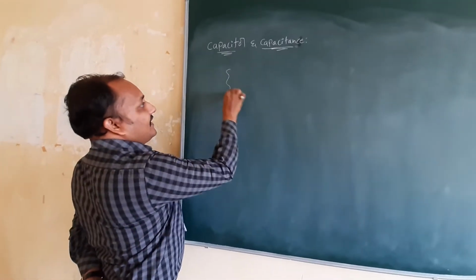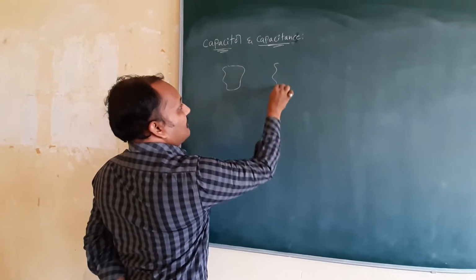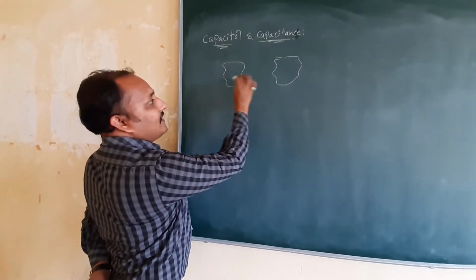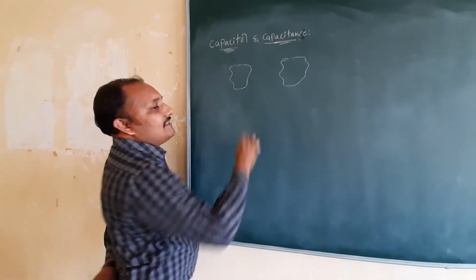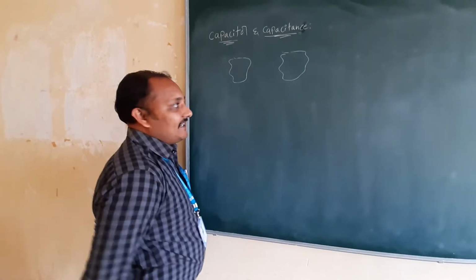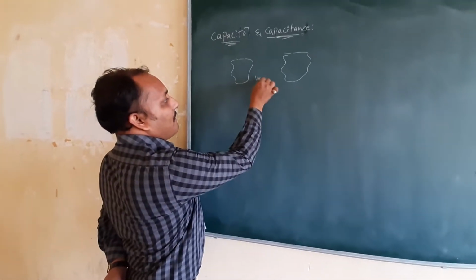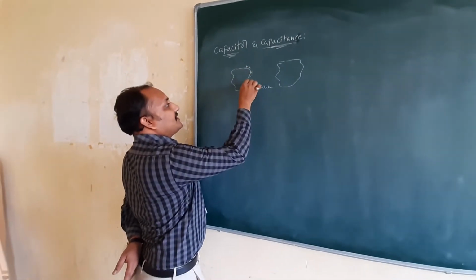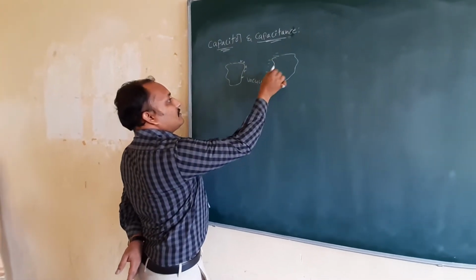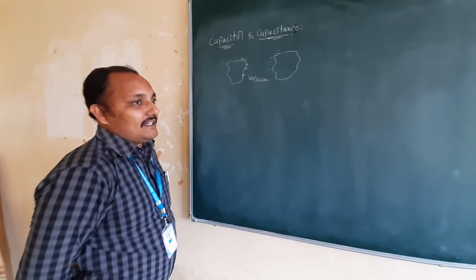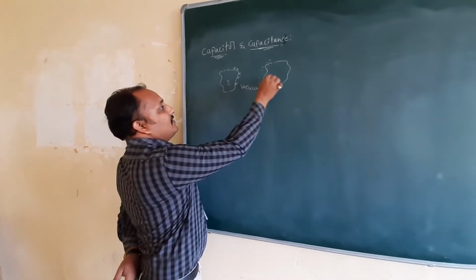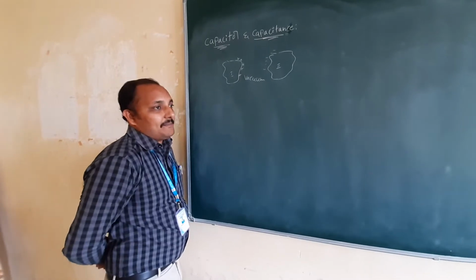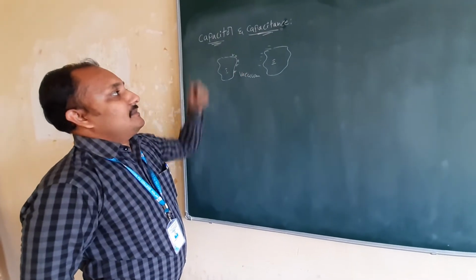If you take one conductor like this, and another conductor separated by an insulator, here air is acting as the insulator, which we can say is vacuum. You can take one positively charged conductor and one negatively charged conductor. This is conductor 1, conductor 2. Two conductors separated by an insulator is nothing but a capacitor.